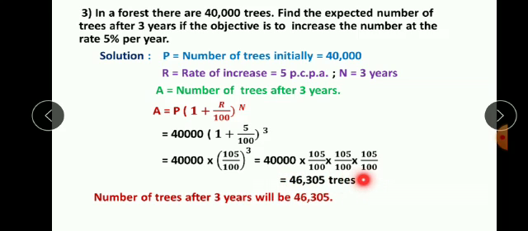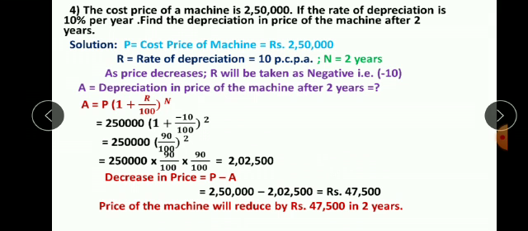46,305 trees. So the number of trees after 3 years will be 46,305. In this way, the third question is over. Now let us start the fourth question. The cost price of a machine is 2,50,000. If the rate of depreciation is 10% per year, find the depreciation in price of the machine after 2 years.